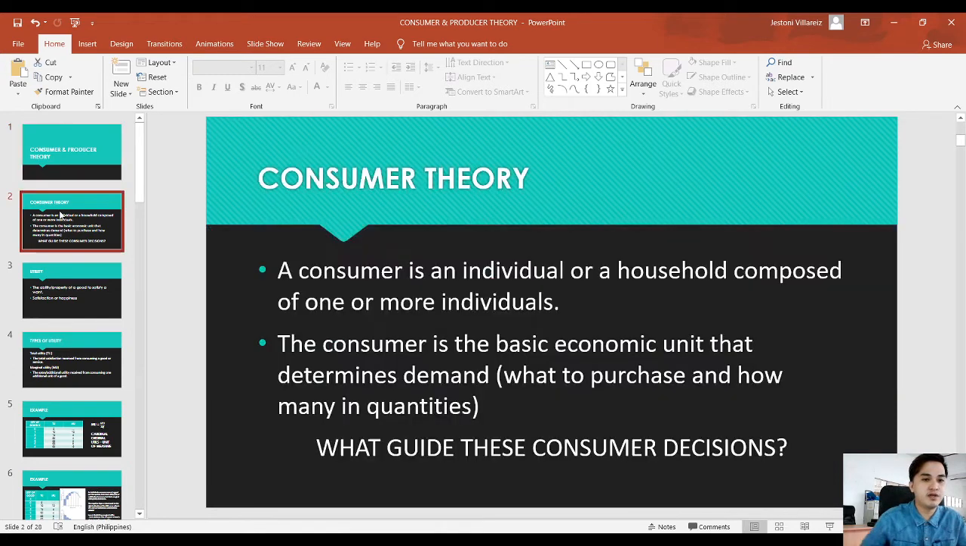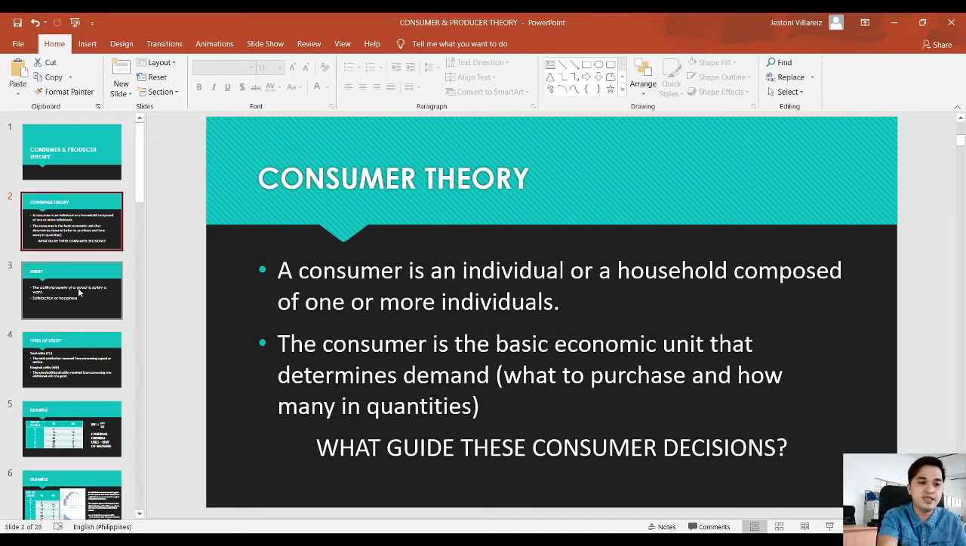Alright, so let's talk about consumer theory first. Going back, when we say consumer, it's either an individual or a household, and they are the basic economic unit that determines the demand. Determining the demand means they decide what to purchase, how much to purchase, and why they choose these goods compared to another good. So we will be discussing that today. These are the limitations and constraints that consumers face in making economic decisions.